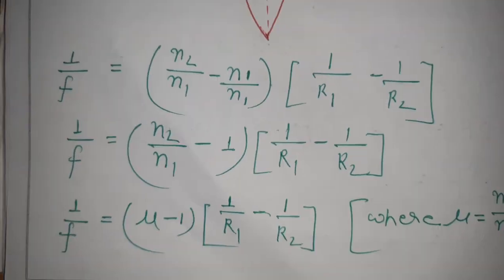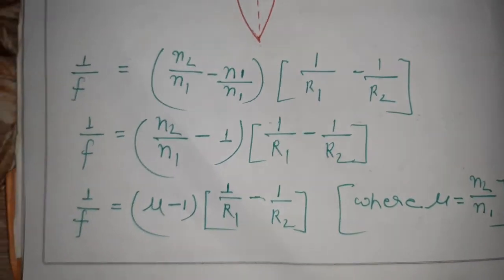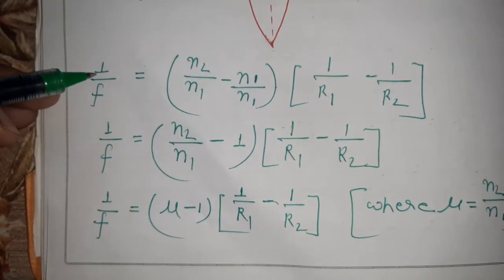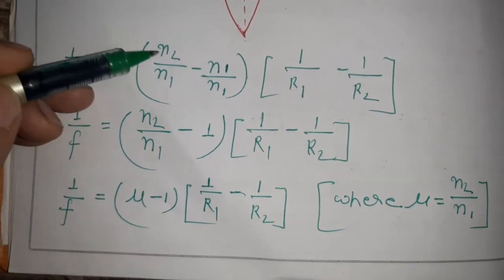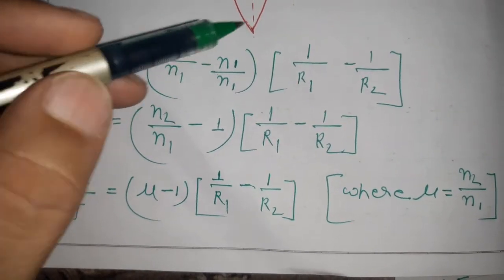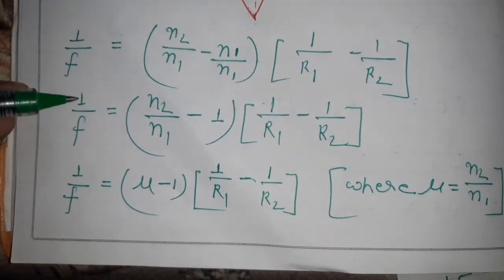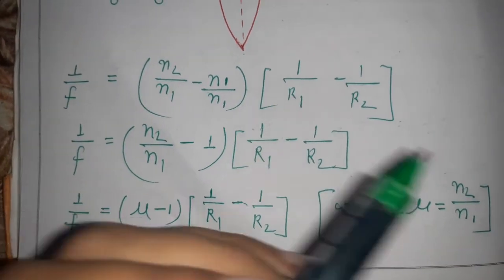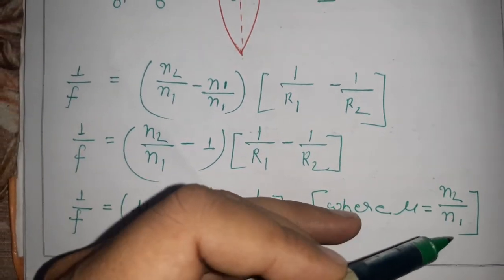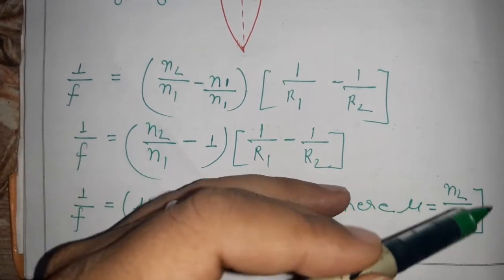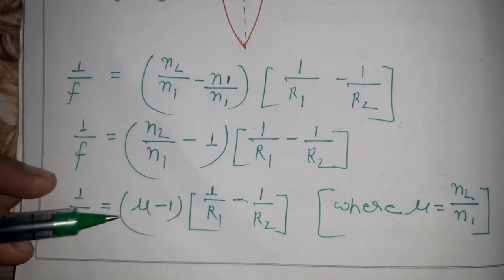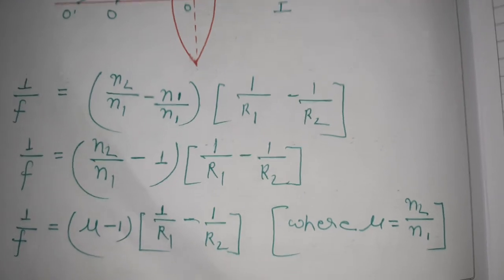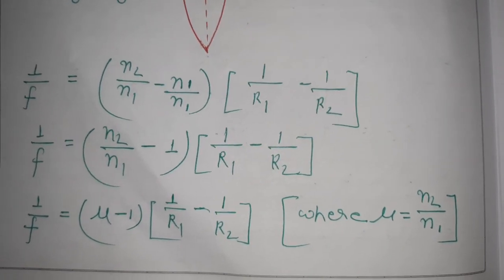On further shuffling equation number 3, 1 upon f equals n2 upon n1 minus n1 upon n1, into 1 upon r1 minus 1 upon r2, or 1 upon f equals n2 upon n1 minus 1 into 1 upon r1 minus 1 upon r2. This n2 upon n1 can be said as mu, called the refractive index. So 1 upon f equals mu minus 1 into 1 upon r1 minus 1 upon r2. So this is the final equation.